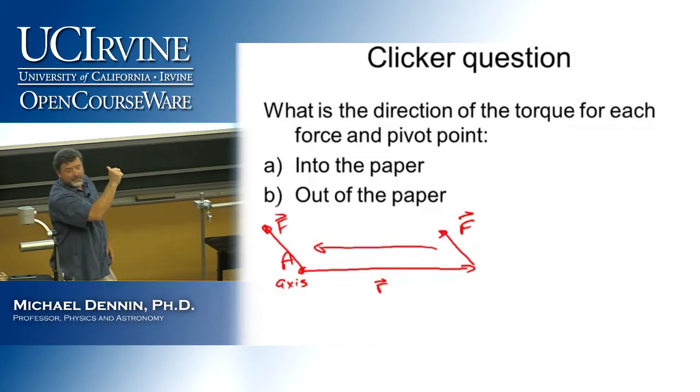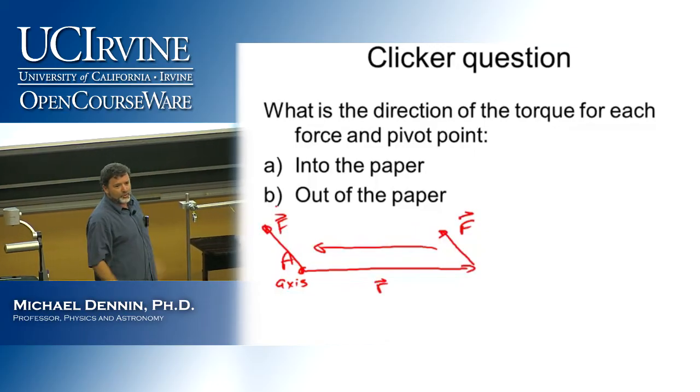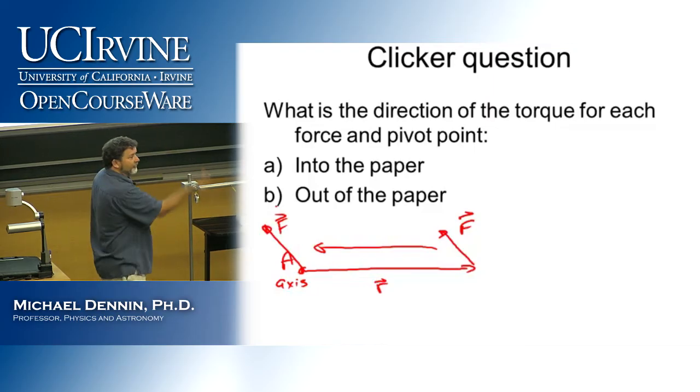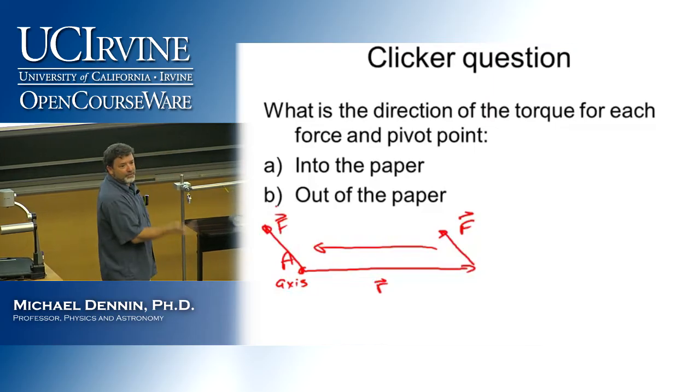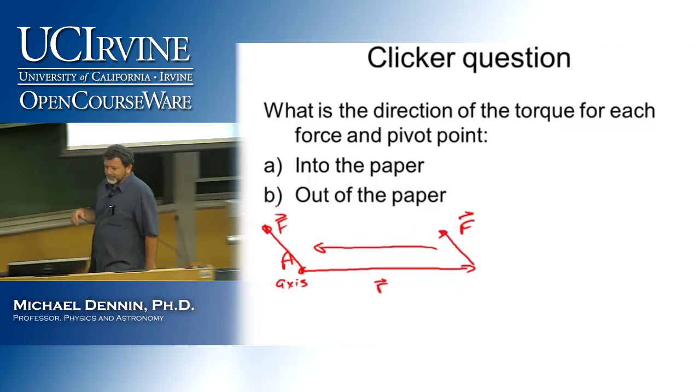That's not allowed. The other thing you could do is, if this was a bar and that was the force, which way would it rotate? It would rotate up. Your fingers will curl in the direction it's going to rotate from that force. And then your thumb will tell you whether you're into or out of the board. Now, let's do another one.